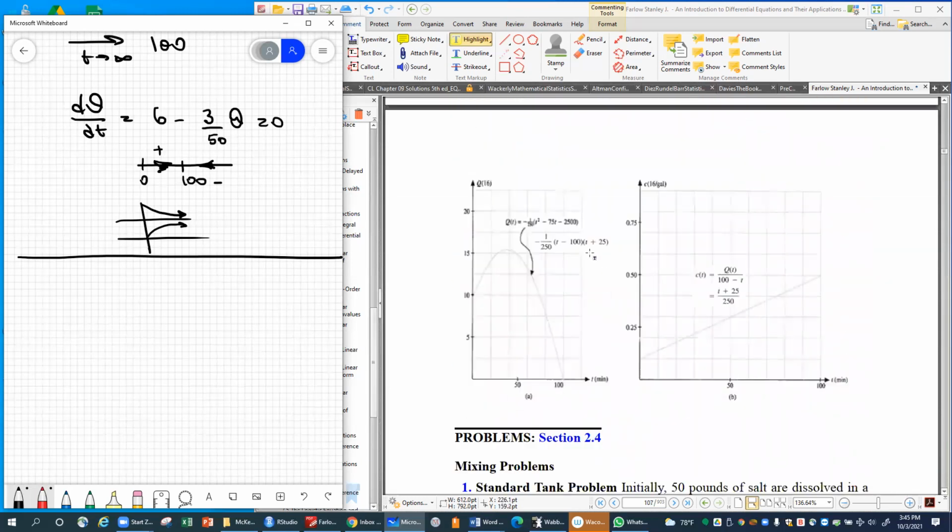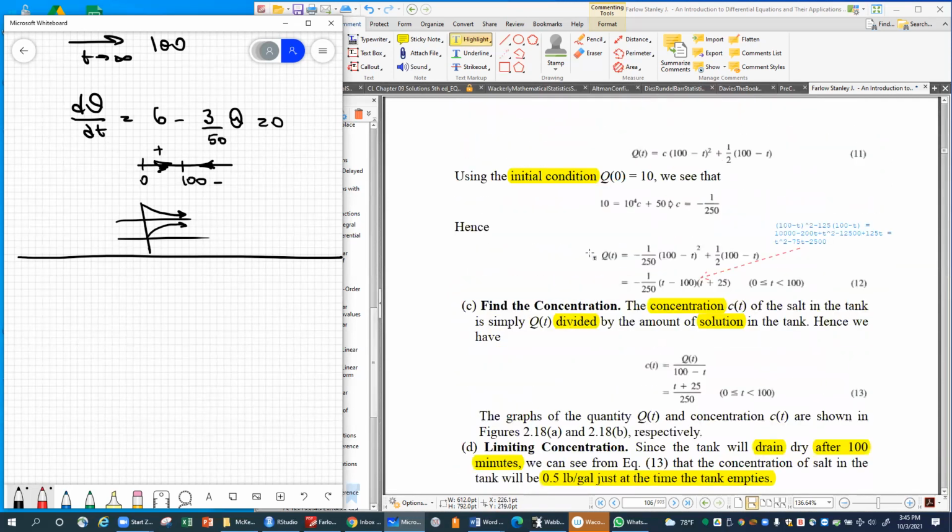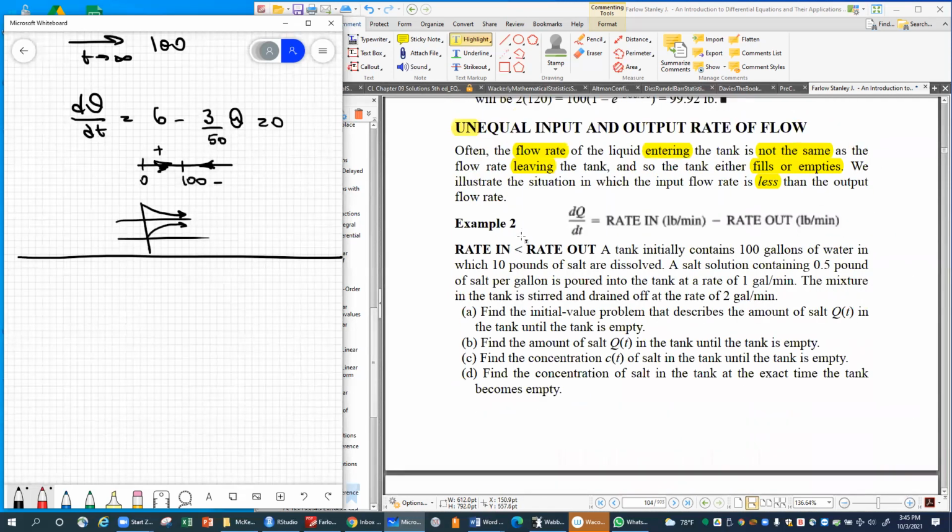Yeah, so we have to figure this out. Okay, so let's work out the details.